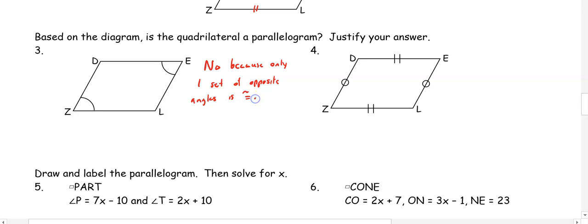In number 4, we have that the top and bottom sides are congruent and the left and right sides are congruent, that gives us two sets of opposite sides congruent. So this is a parallelogram because two sets of opposite sides. It's very important that we include opposite in this. Two sets of opposite sides are congruent.